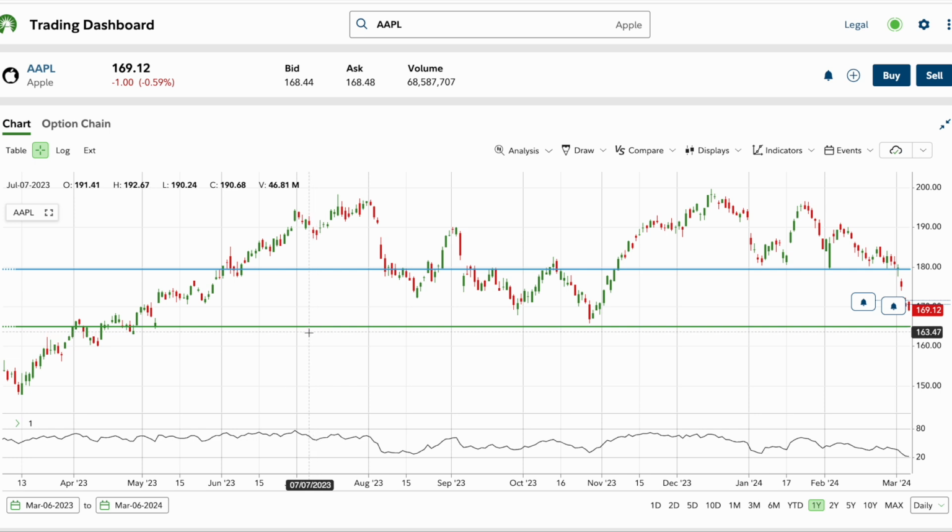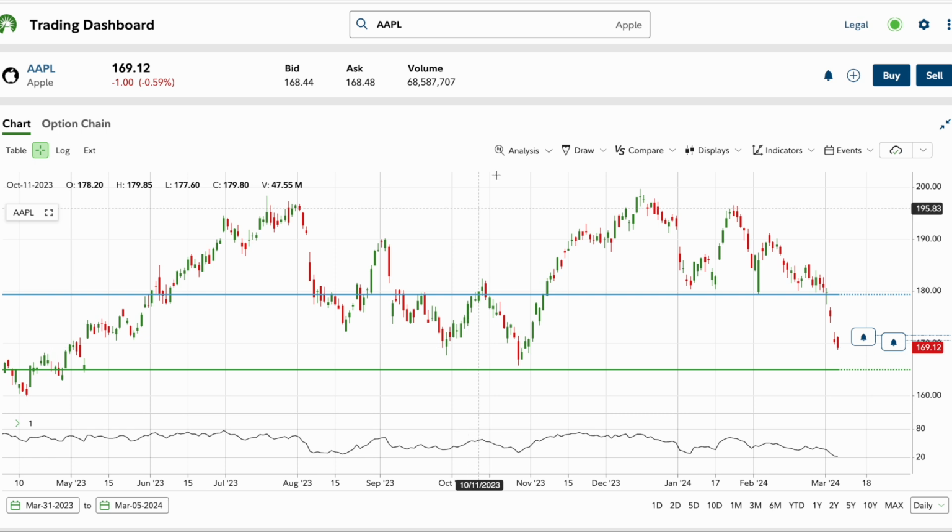If it does break that and goes below 162, then we're really looking at 160, which is right in this area. That would be your next level. I think something would have to go seriously wrong for Apple to go down even further down to 160. It could be wrong, obviously, but that's where I'm looking.